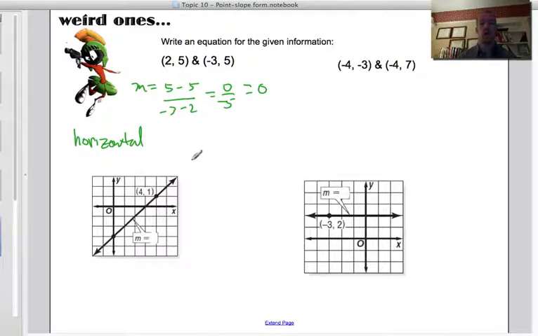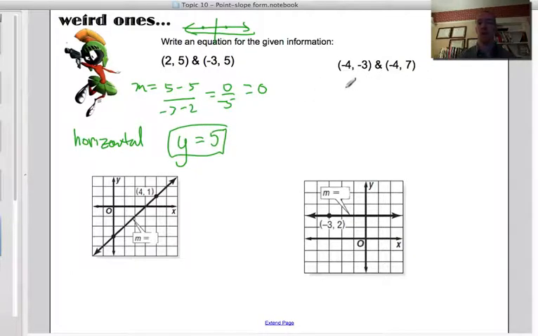So horizontal lines have what kind of equation? Very good. Y equals. So what is the y coordinate for all the points on our line? We have 2, 5. We have negative 3, 5. Y is 5 for all our y coordinates. So this is our equation here.